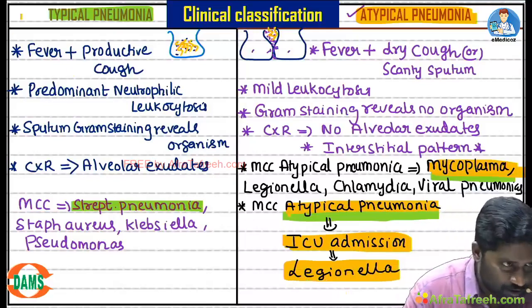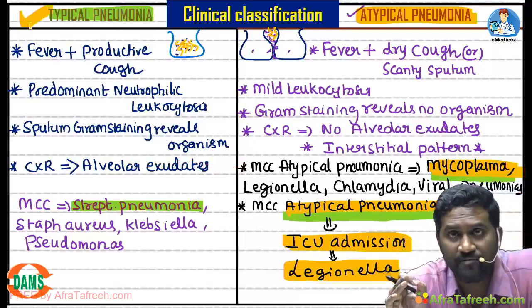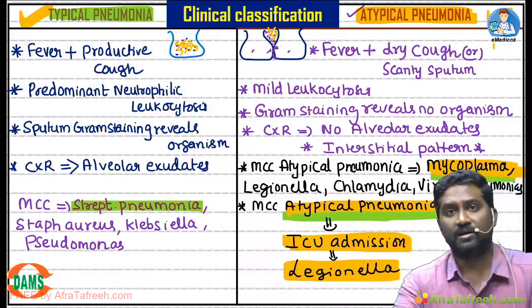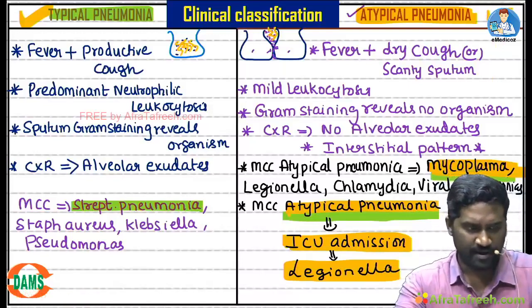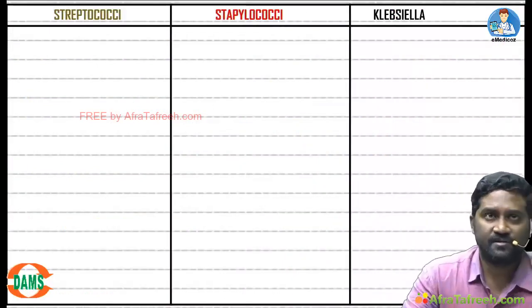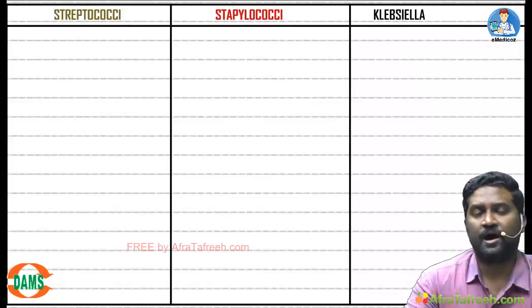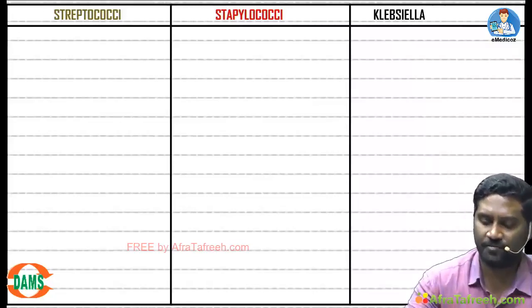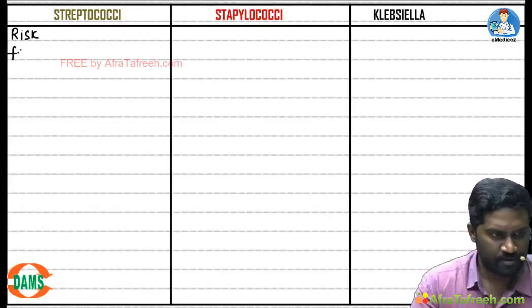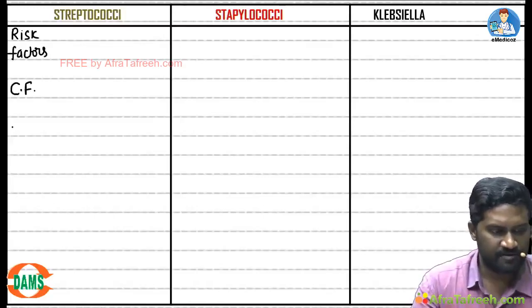First we will see what are the important typical pneumonias. Then we will go into important atypical pneumonias. Make a table, students. First, important typical pneumonias. I am going to discuss how streptococcal pneumonia, staph pneumonia and Klebsiella pneumonia behave. Based on those, what are the important risk factors, what are the specific clinical features, what will be the chest X-ray finding, and finally treatment.